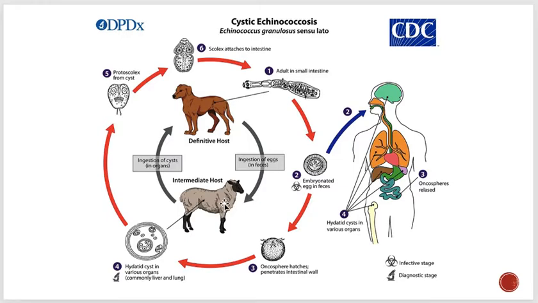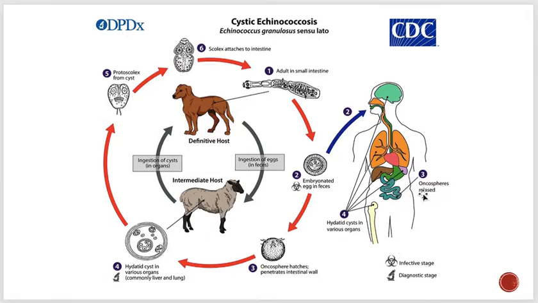Now humans can become infected through the ingestion of food or water contaminated with eggs released from the feces of dogs. So these infective eggs released in the feces of dogs can enter humans, and once ingested, the eggs release oncospheres in the intestines.